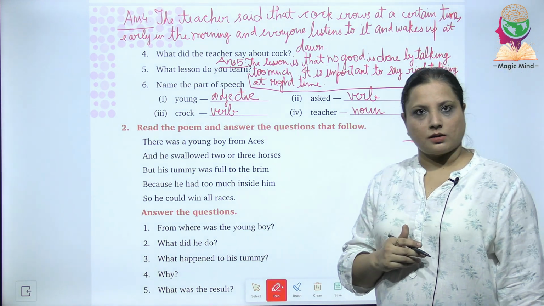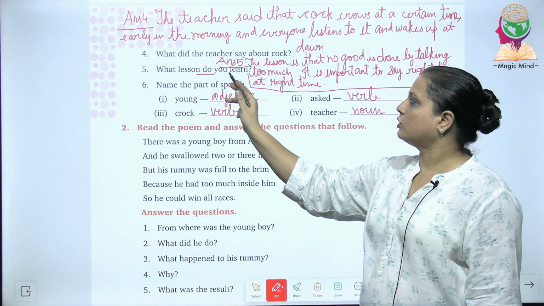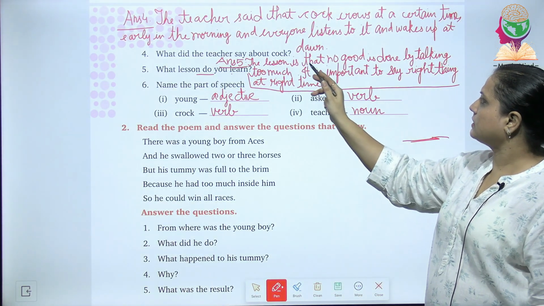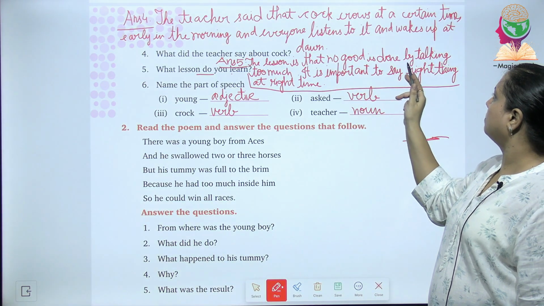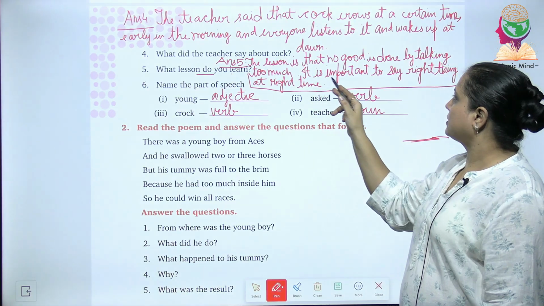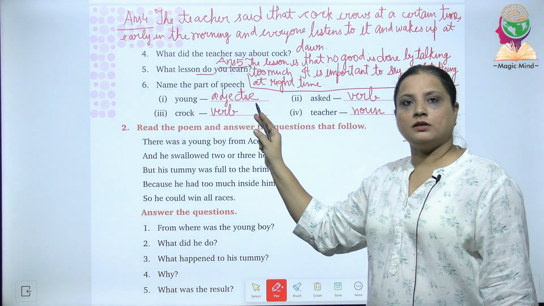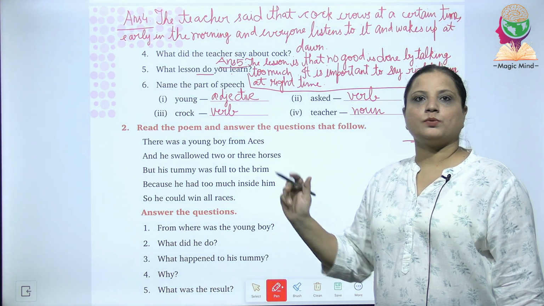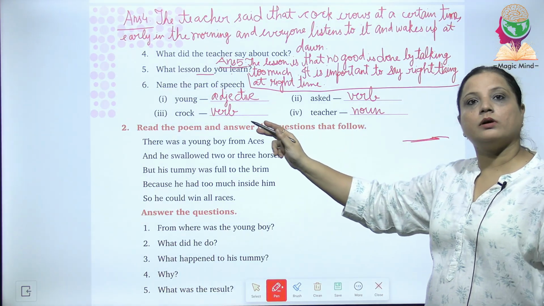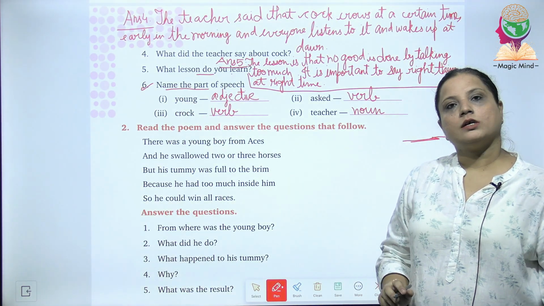Let's now read question number 5. Question number 5 is, what lesson do you learn? So the lesson is that no good is done by talking too much. It is important to say the right thing at the right time. So with this we have completed the question answers. Let's now move to question number 6, that is, name the part of speech.